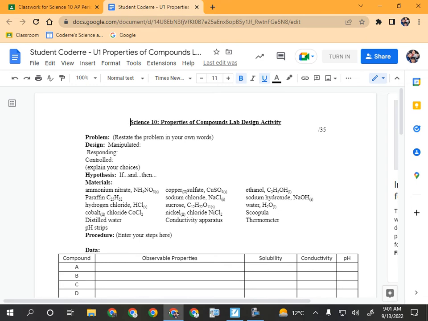Today we're going to work on the problem, the design, the hypothesis, and writing out the procedure. Tomorrow, you're going to need this chart for the lab, so that you know where you can put in all of your observations. And of course, you're going to need your procedure to follow tomorrow. Questions so far?